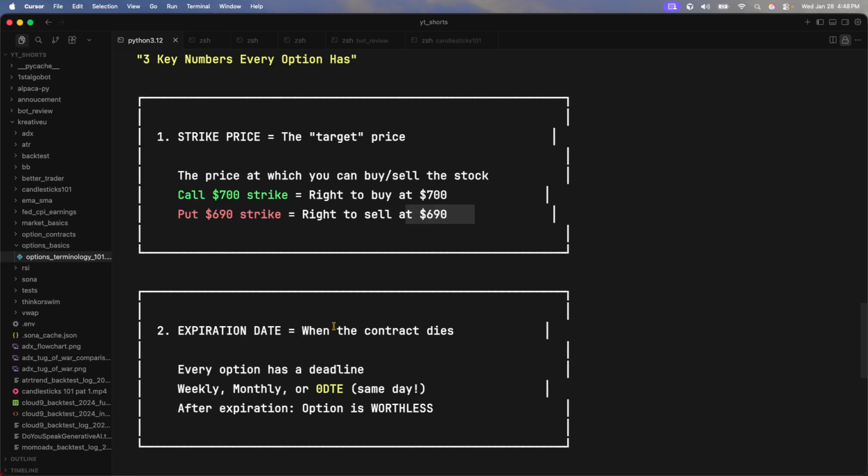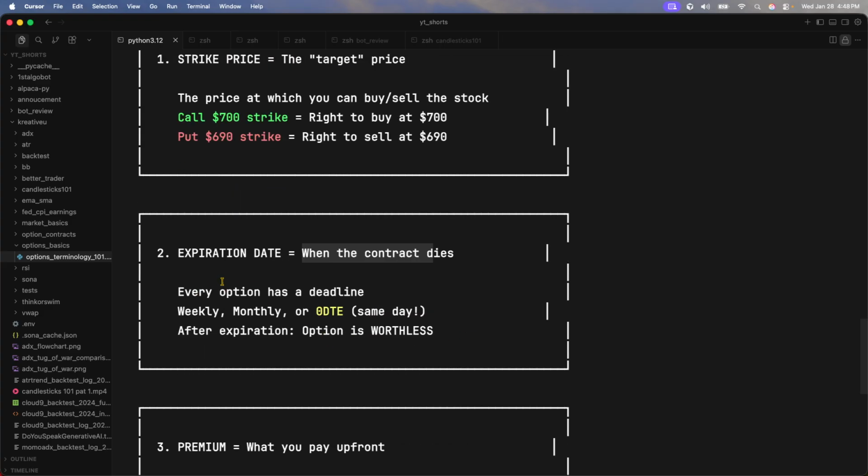Our expiration date is when the option contract becomes worthless. All right, every option has a deadline: weekly, monthly, or 0 DTE, same day options. Weeklies are going to be option contracts that expire on Friday. Monthlies are going to be option contracts that expire on the last Friday of the month. And 0 DTE options, option contracts that I love, are going to be option contracts that expire the same day. So why wait a week, 5 weeks maybe, when you can get paid the same day?